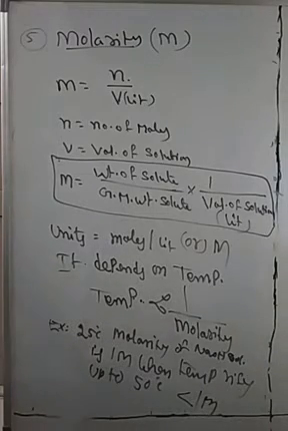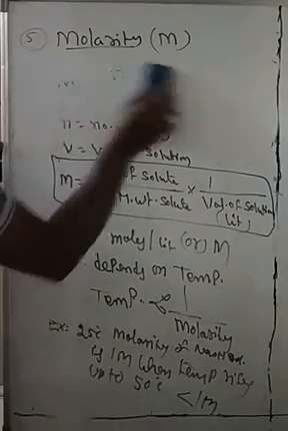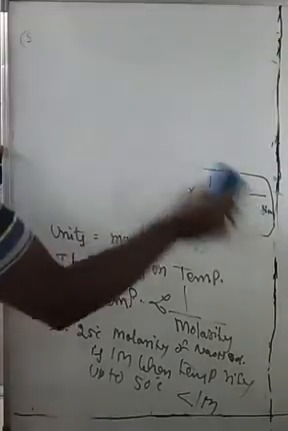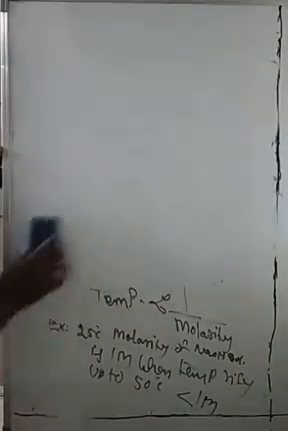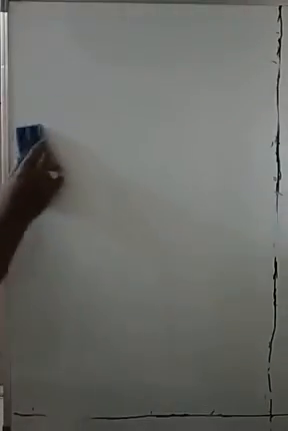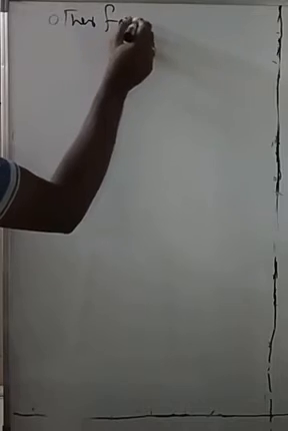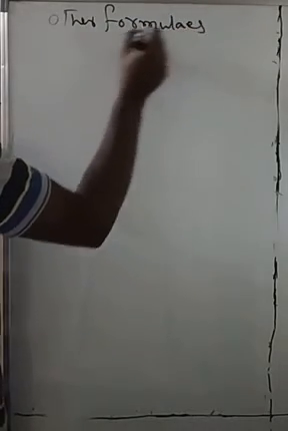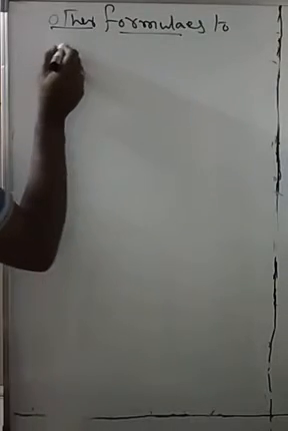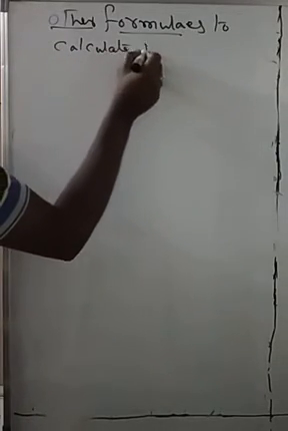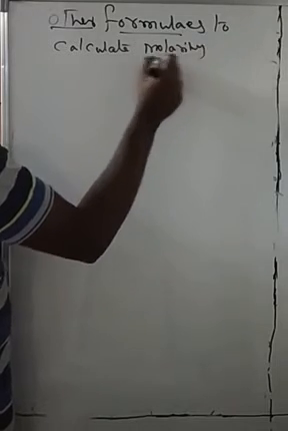What is molarity? Number of moles of solute present in 1 liter volume of the solution. Then molarity can also be found out if you know the density. Then we use other formulas to calculate the molarity.